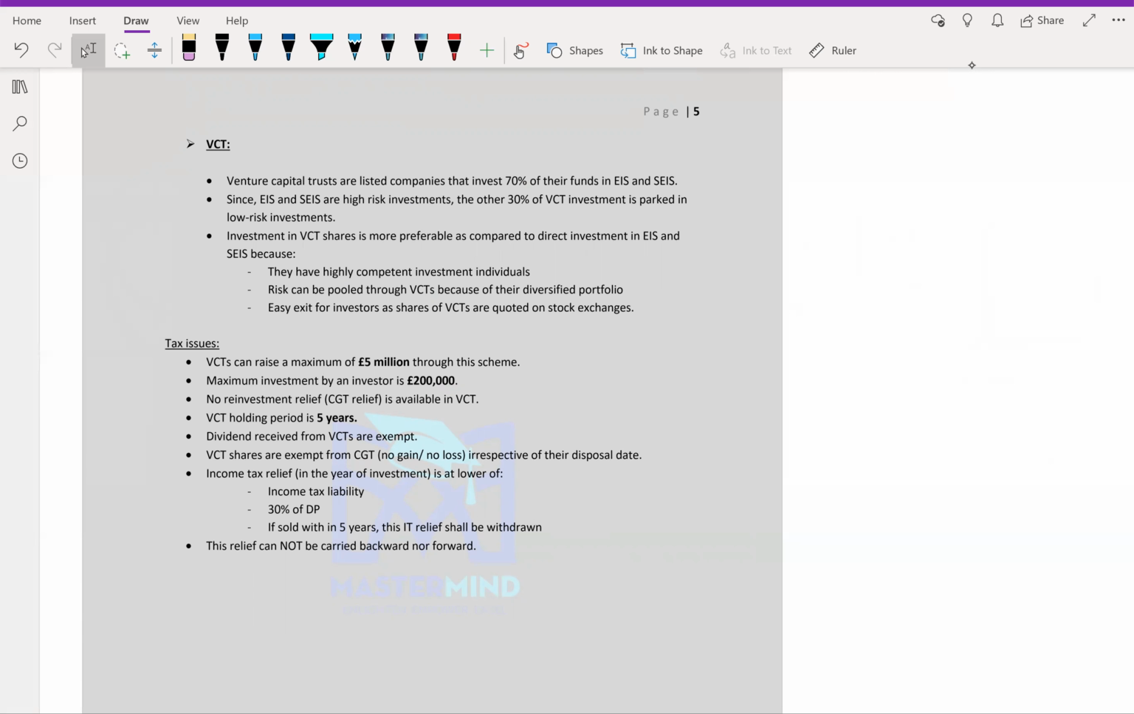All right. Income tax relief in the year of investment is at the lower of income tax liability and 30% of disposal proceeds. If sold within 5 years, this income tax relief shall be withdrawn in the same manner as we discussed earlier. All right, this relief cannot be carried back or forward. That is why I've written income tax liability, which means for the current year only. All right, you understand?